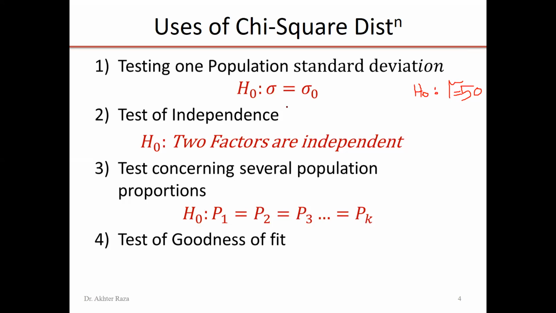So the first application is very simple. In the first application, the population standard deviation is to be compared with a single number. Test of independence of two factors.